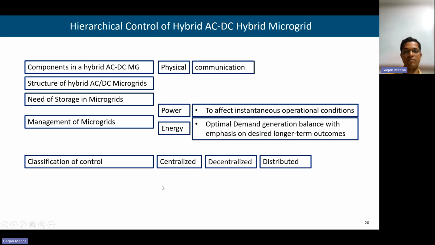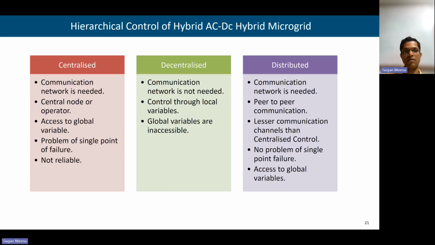Classification of control can be centralized, decentralized, or distributed. Here we see the three types of control. Centralized: we need a communication network. There is a central node or operator, and there is access to the global variables. However, these are the disadvantages of the centralized system: first is the problem of single point of failure, and second, it is not reliable because of this.